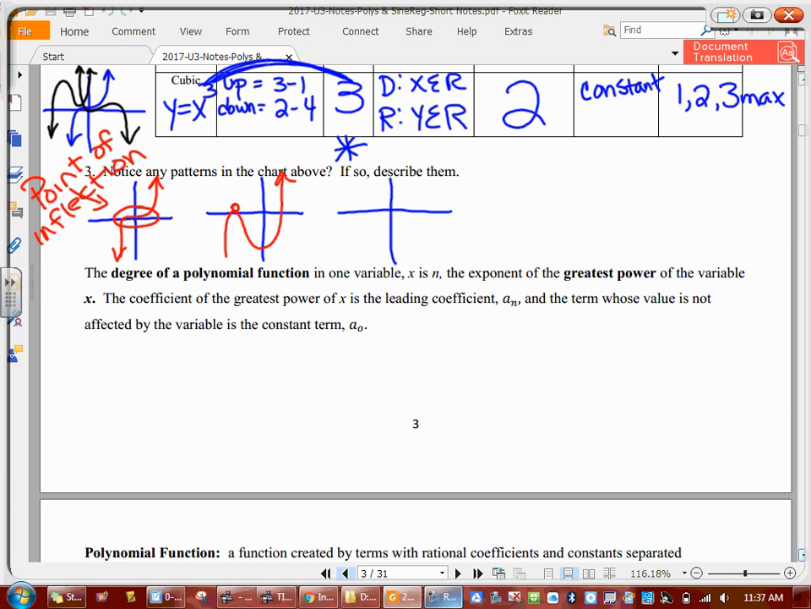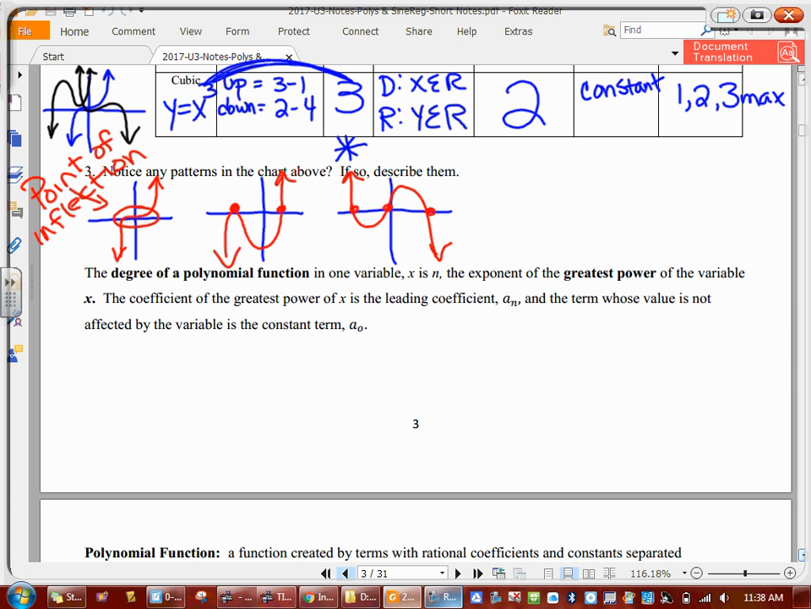Now, if we looked at our chart, hopefully you noticed something between degree 1 and degree 3. Look across on the chart for degree 1 and degree 3. Do you notice anything? Look at the end behavior and look at its domain and range. Linear and cubic both go 3 to 1, 2 to 4. Domain and range is x is an element of the reals, y is an element of the reals. Good. Okay. So degree 1, 3, 5, etc.